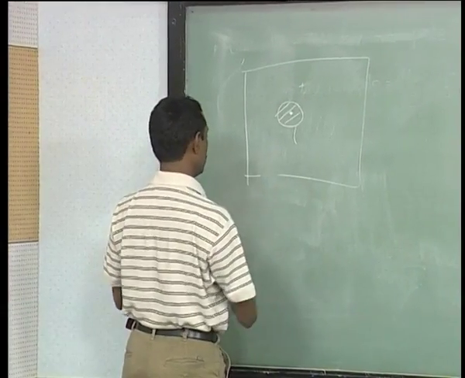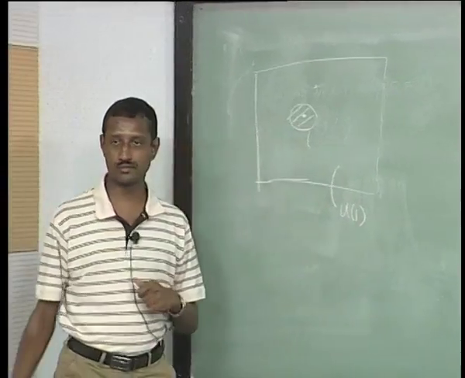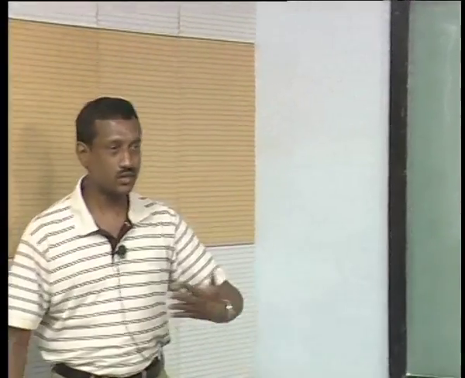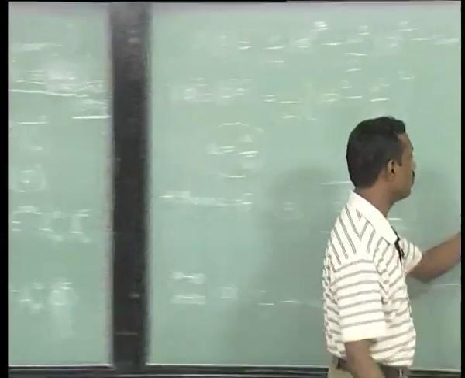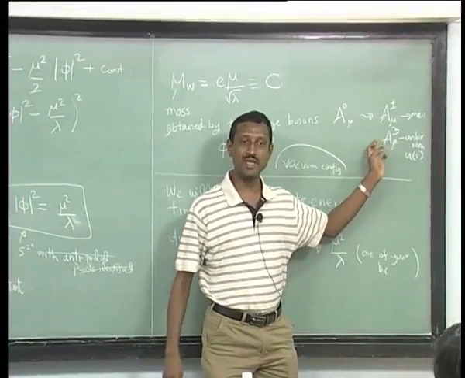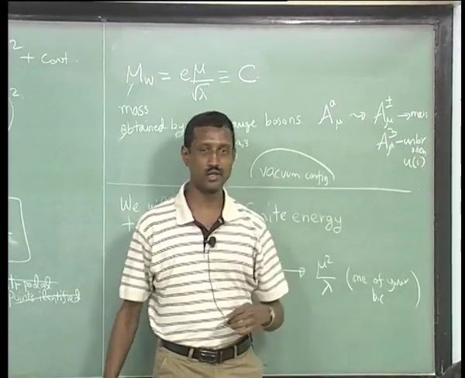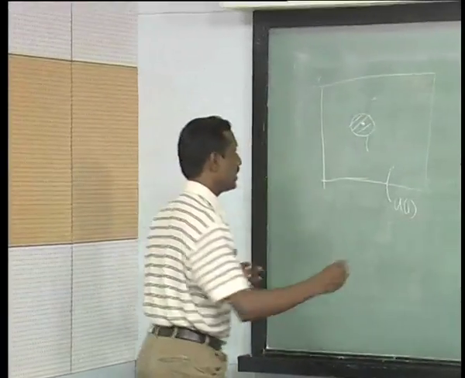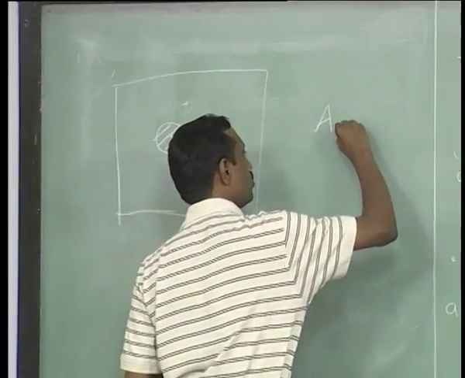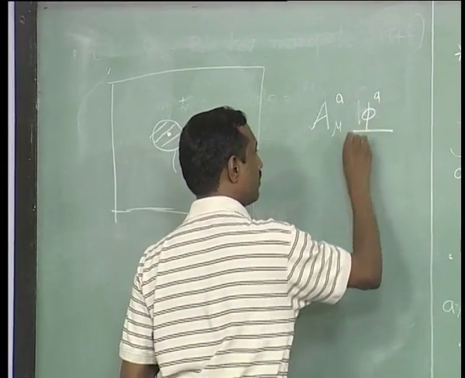So in this region U(1) is unbroken, there's only a U(1). So outside it looks like we have only a U(1). If you go ahead and choose this, we will say that A mu 3 would be the U(1). But suppose you want to write it in a gauge invariant way, you could write something like A mu a times phi a divided by mod phi.